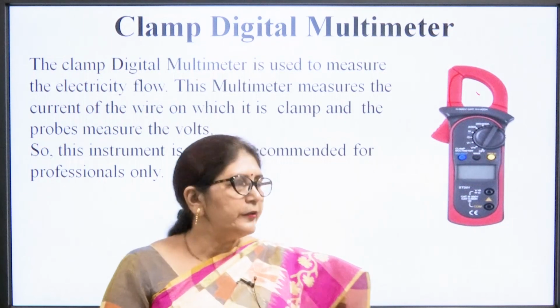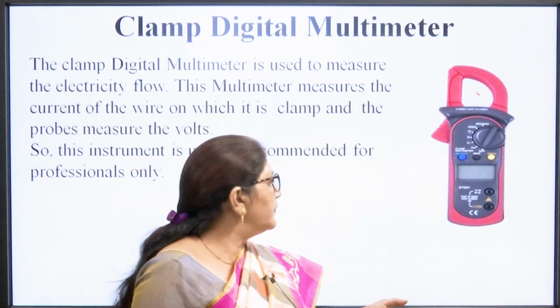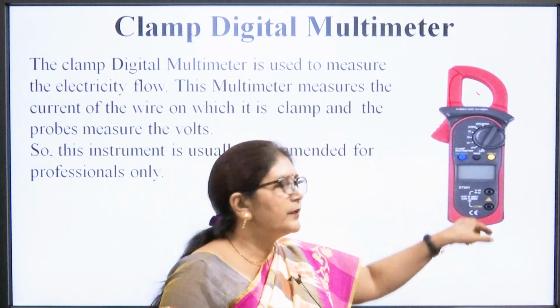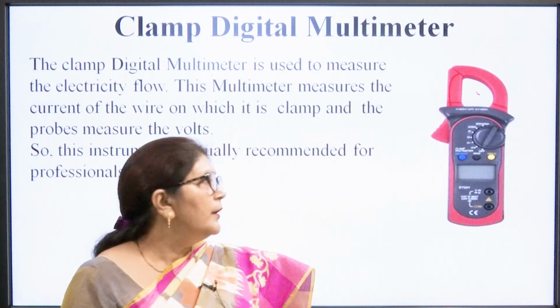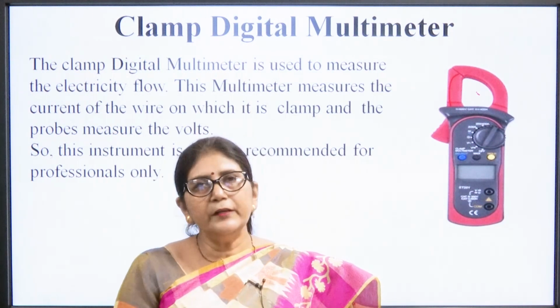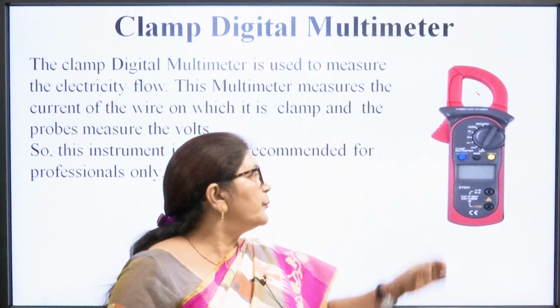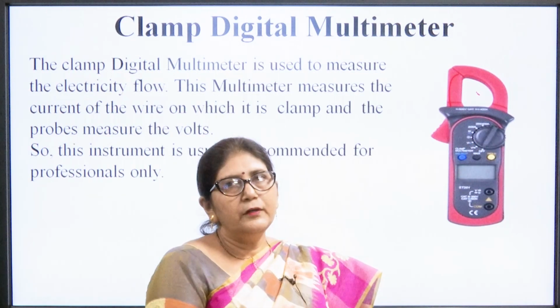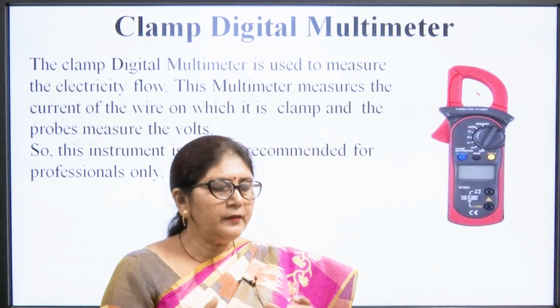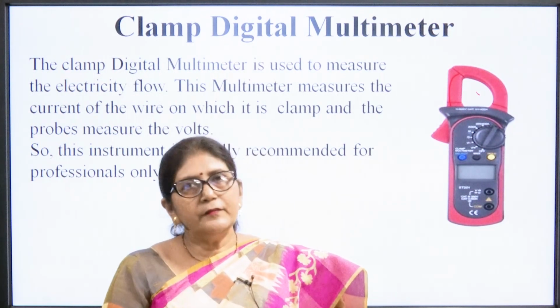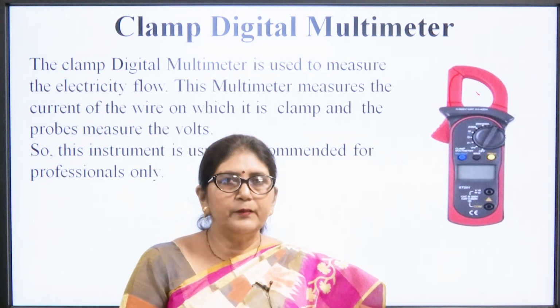For the voltage measurement and other quantity measurements, two terminals are given. By using the probe circuit we can measure the other values, but the current we can directly measure by just putting this multimeter across that wire. So, this instrument is generally used by professionals.